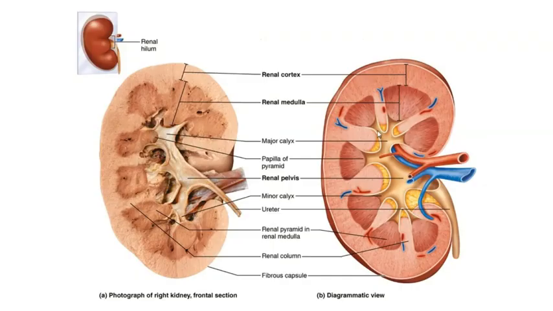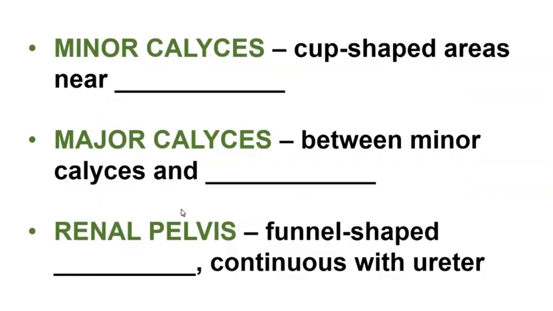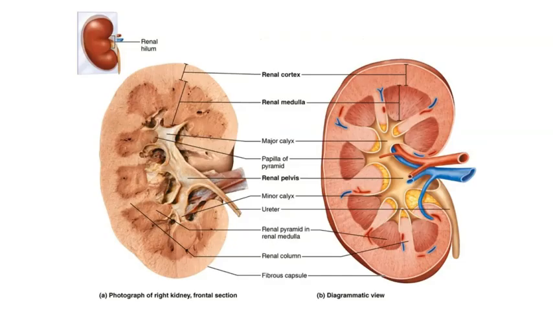So several of these minor calyces converge or merge together to form a major calyx. And finally, the major calyces all come together to form a structure called the renal pelvis, which is a larger funnel-shaped region or tube that is continuous with the ureter here. So the renal pelvis would be about right here. All of the filtrate coming out of these pyramids would be directed into the minor calyces, then into the major calyces. Major calyces would direct that filtrate towards the renal pelvis. The renal pelvis then directs that filtrate to the ureter so it can go and be stored in the urinary bladder.